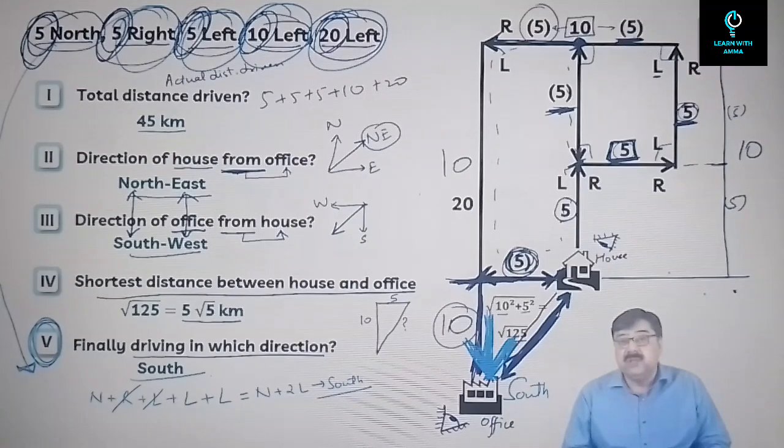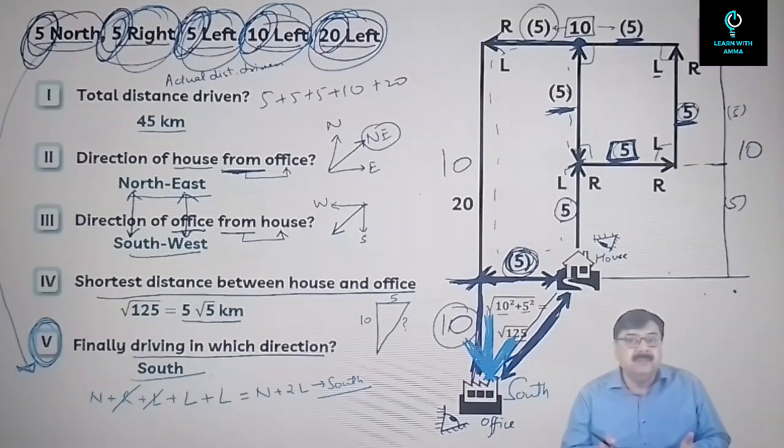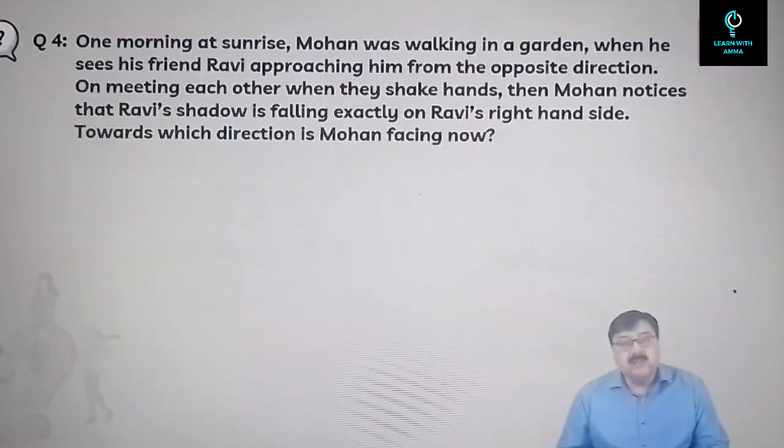So if this question was for this set of instructions, the question asked was towards which direction is he facing finally, then you don't need to draw a diagram. But to find out the distances and to find out his final position from the initial position and vice versa, we will require a diagram, which you will make in rough. Now look at this question.